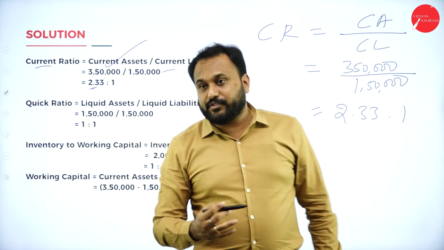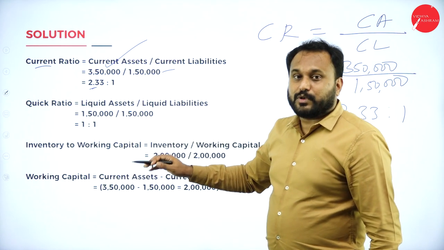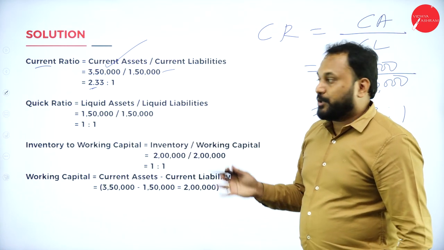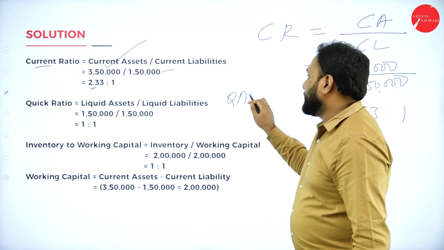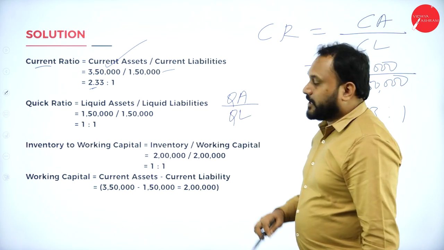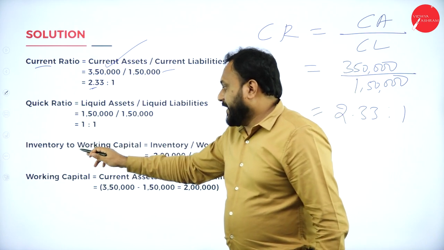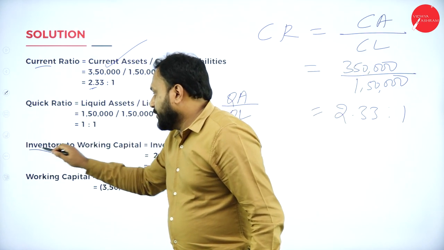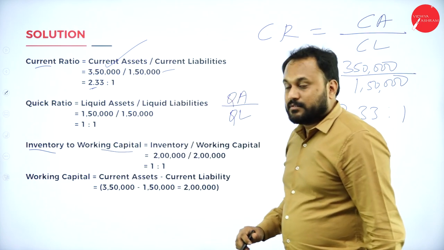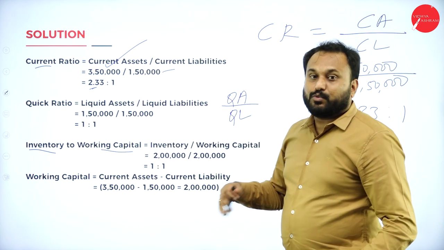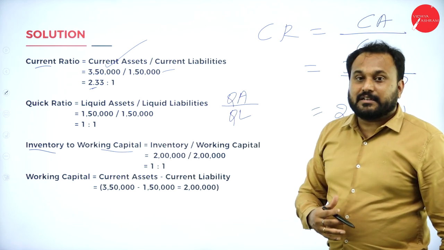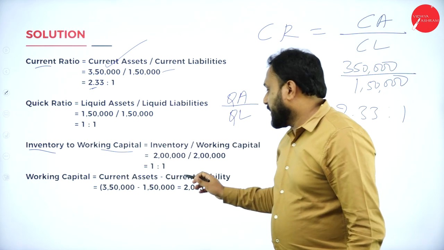The same way, when we go with quick ratio, what is it? Quick ratio is liquid asset divided by liquid liability. You can also go with quick asset divided by quick liability. Next, inventory to working capital. The word itself is what? Inventory divided by working capital. So 2 lakh divided by 2 lakh is 1 is to 1. What exactly is working capital? Current assets minus your current liability.